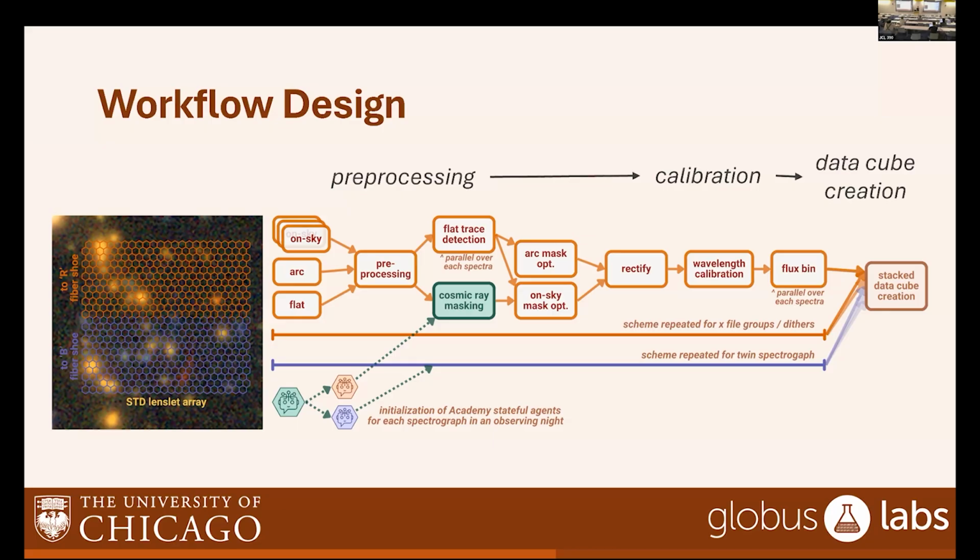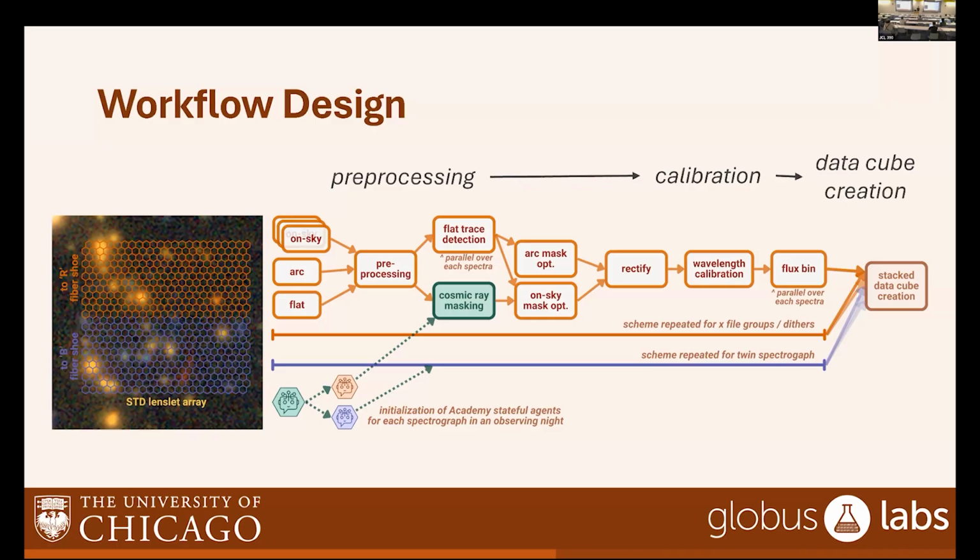Effectively, this workflow here, just on the top, is showing one dither, which includes a couple of on-sky exposures, but also the calibration data, the arc and the flat, which all lead to pre-processing, and then some other steps, and then finally calibration and data cube creation. And this is repeated for the different dithers, which means that it's repeated at the same time in parallel until the final step, where they'll all stack into the same data cube.